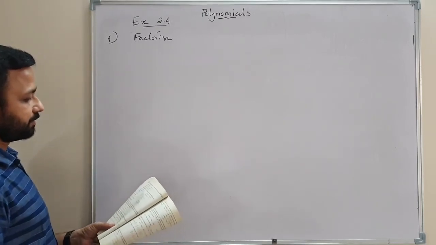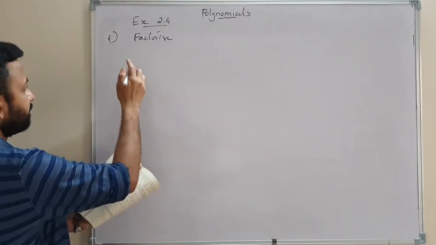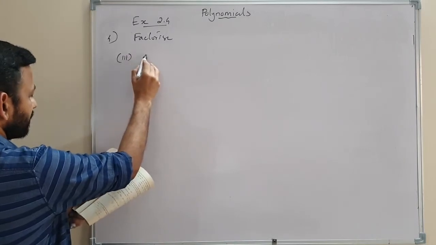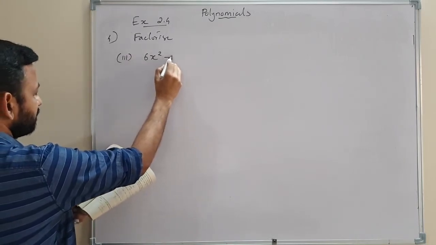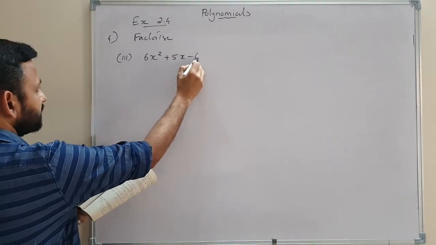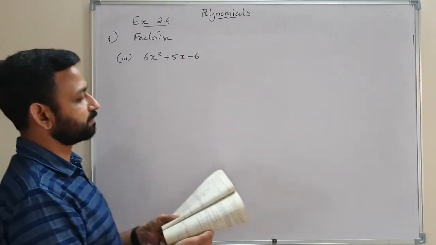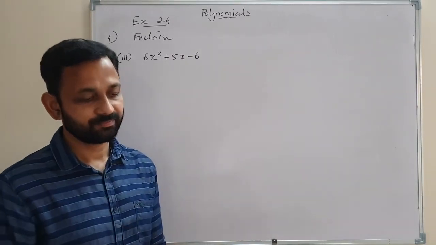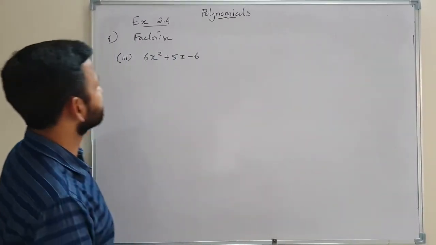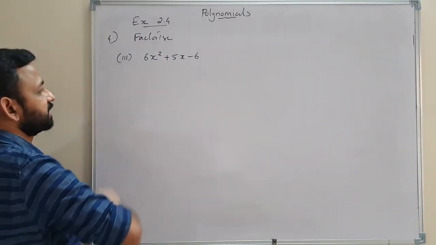We can do the third part: 6x square plus 5x minus 6. Here, by splitting the middle term, we will factorize this one.